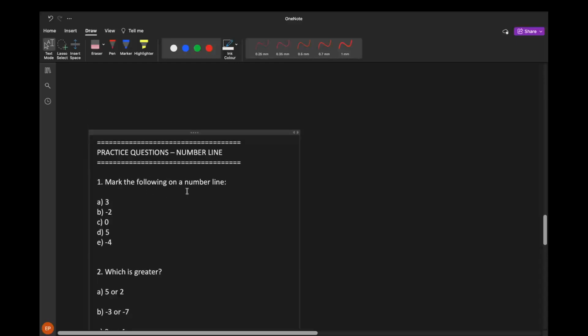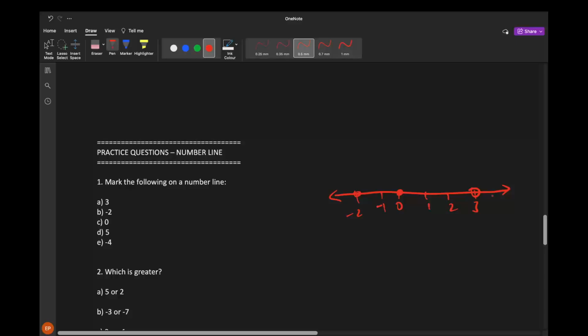Mark the following on a number line. 3. You can draw it, right? 0, 1, 2, 3. 3 is here. Minus 2, minus 1, here. 0, here. 5, somewhere here. Minus 4, minus 3. We can extend it. Minus 4 here. From 0 to the right side, positive numbers. From 0 to the left side, negative numbers.